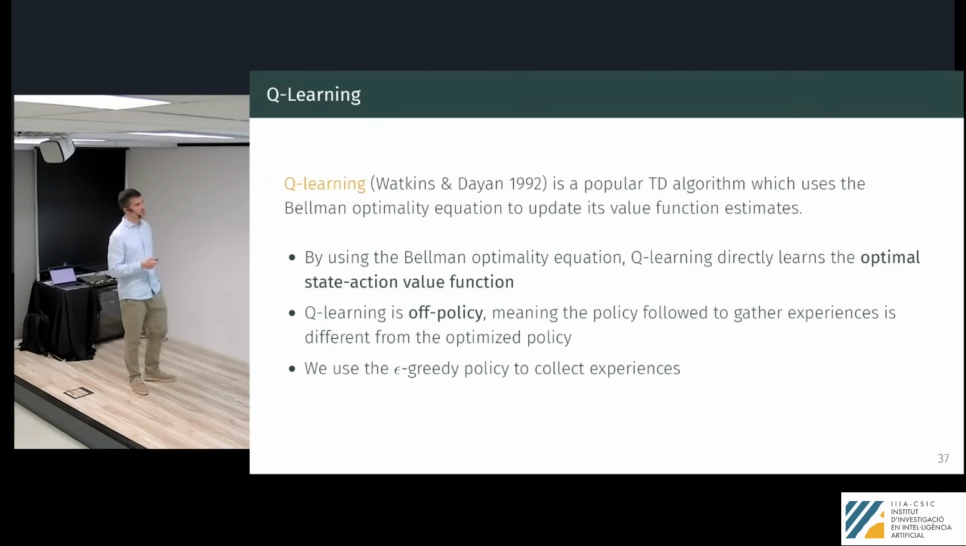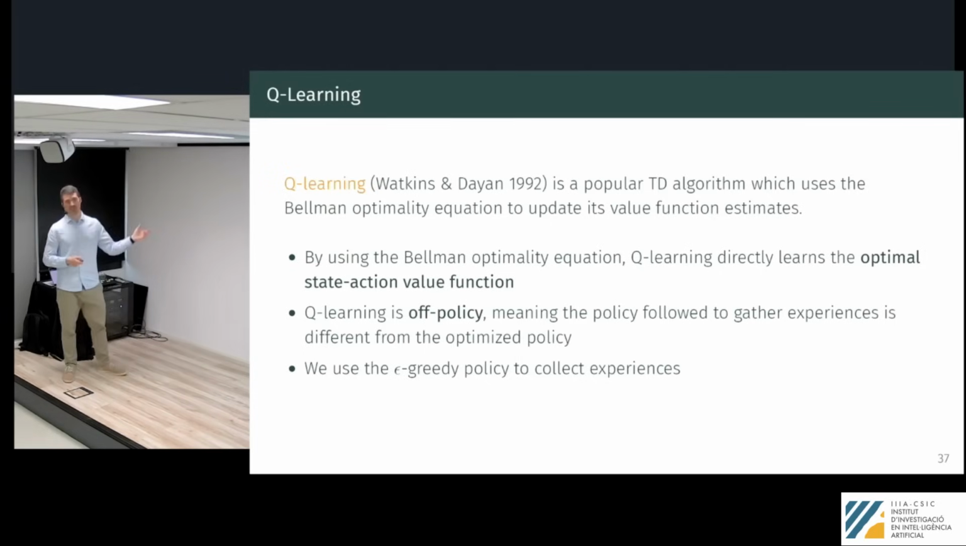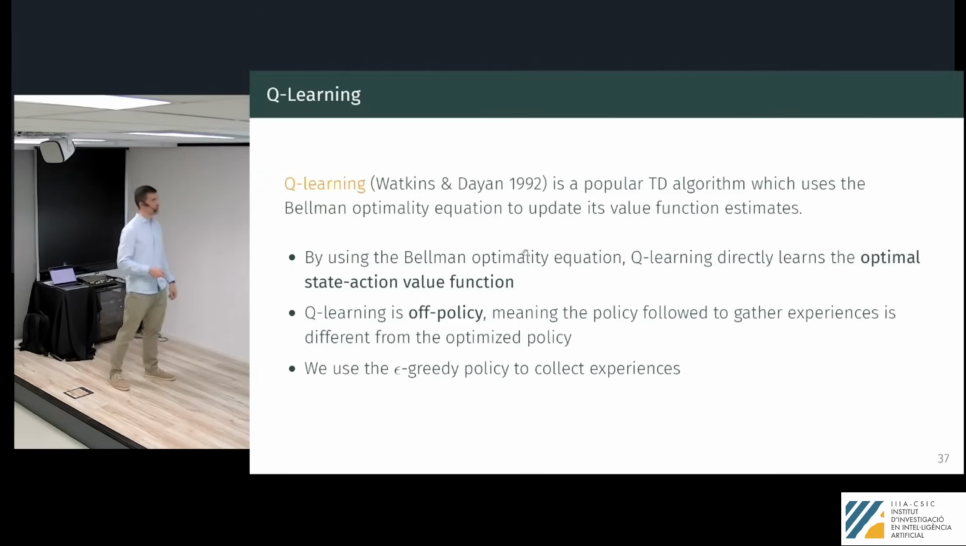Q-learning is a very popular TD learning algorithm, and it's even simpler than SARSA, which I just showed you. The difference is that we're now basically using the Bellman optimality equation. You're going to see this in a second. There is a maximum operator, and we learn the optimal state action value function directly.